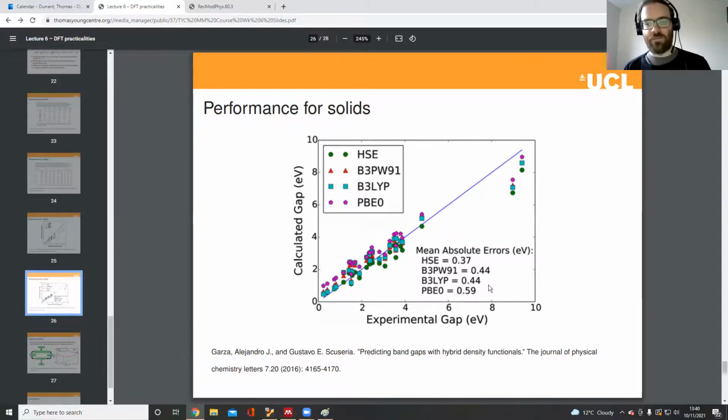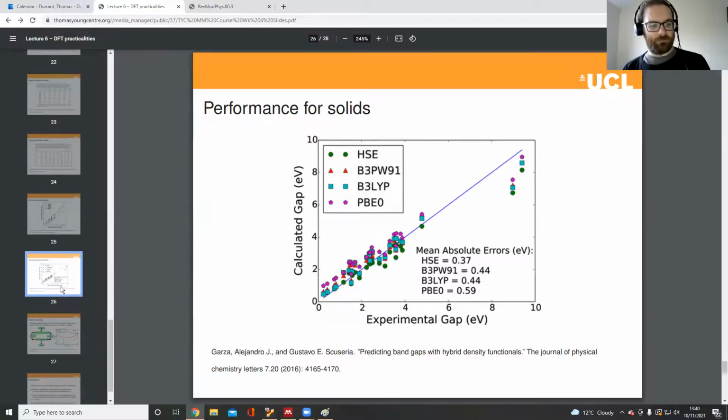But just talking in terms of general trends, you can see that none of these functionals are great, in that there are still absolute errors of about 0.3 to 0.6 electron volts in these band gap energies, which is still quite a big discrepancy with experiment. And overall, HSE seems to be the most accurate out of what they looked at in this study, and you can see a range of results.